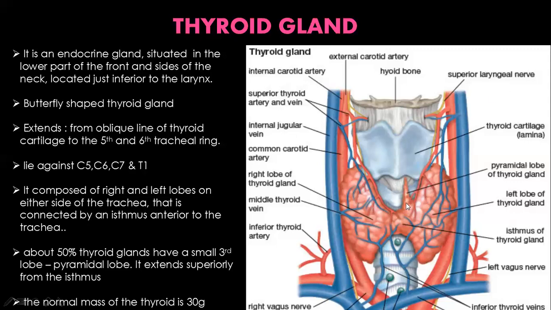50% of thyroid glands will contain an additional third lobe called the pyramidal lobe. Why it is called the pyramidal lobe is you can see the structure looks like a pyramid. That's why it is called a pyramidal lobe. It extends superiorly from the isthmus. So it is extending from the isthmus. Coming to the mass of the thyroid gland, the weight of the thyroid gland is 30 grams.